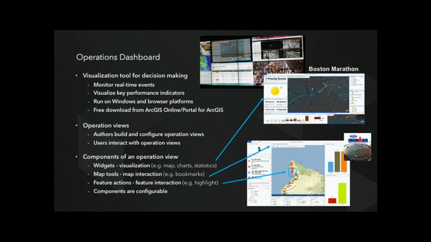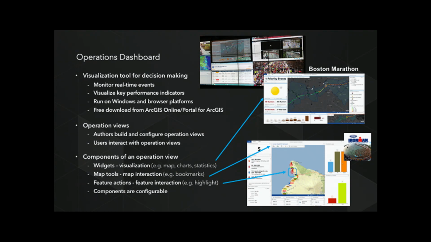Talking about the Windows app, a lot of people will ask, what's the license? Is it free? Actually, the Windows app and also the browser app, they are free. You can just download them from your ArcGIS Online organization or portal organization. Right, so this is just a quick overview about the app.